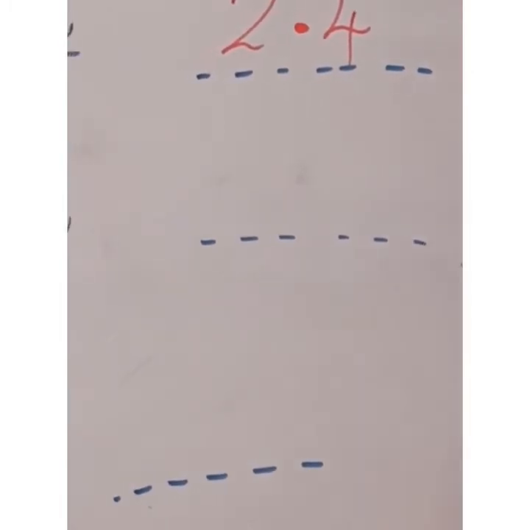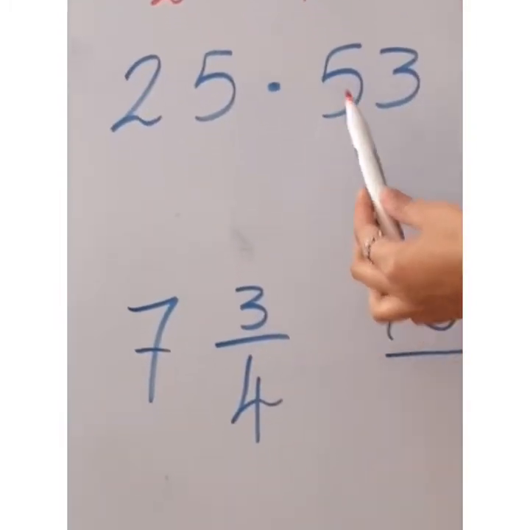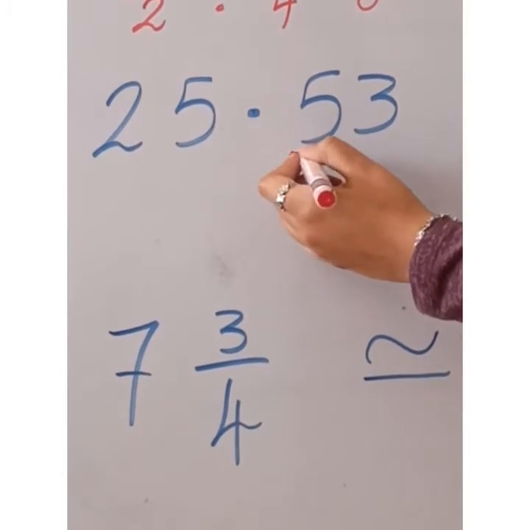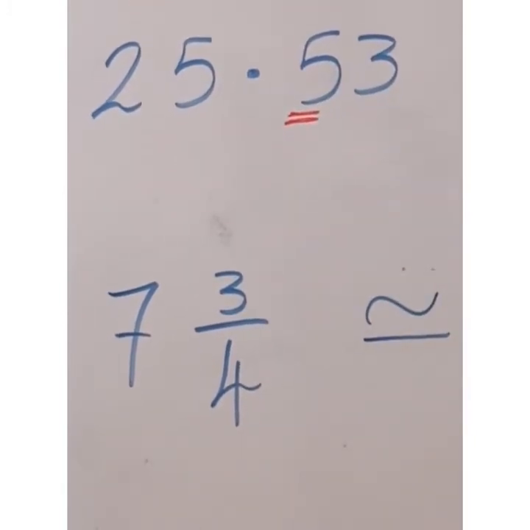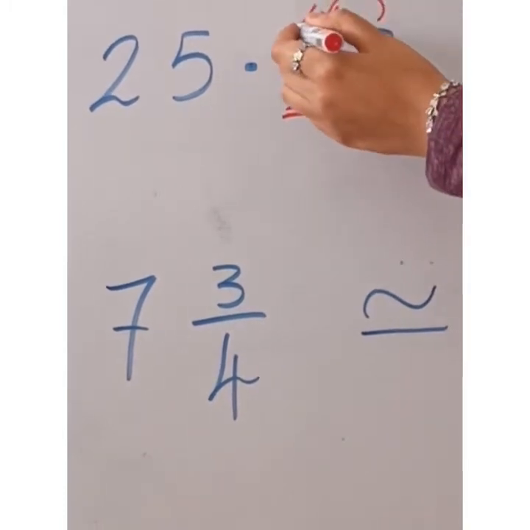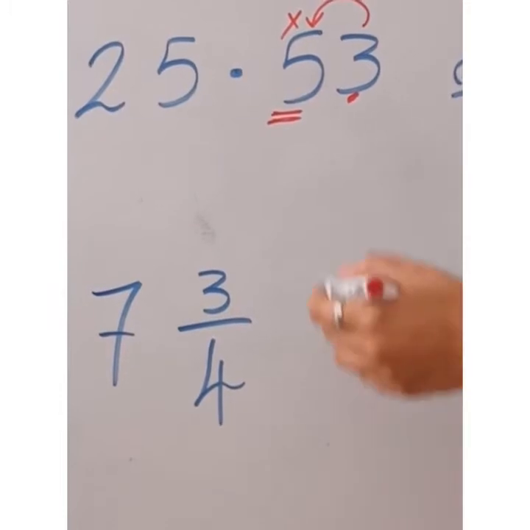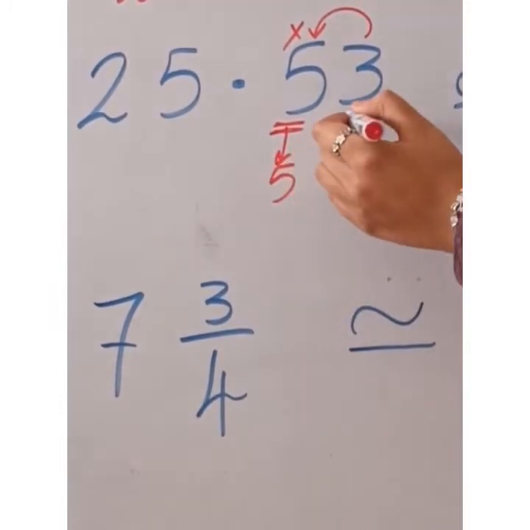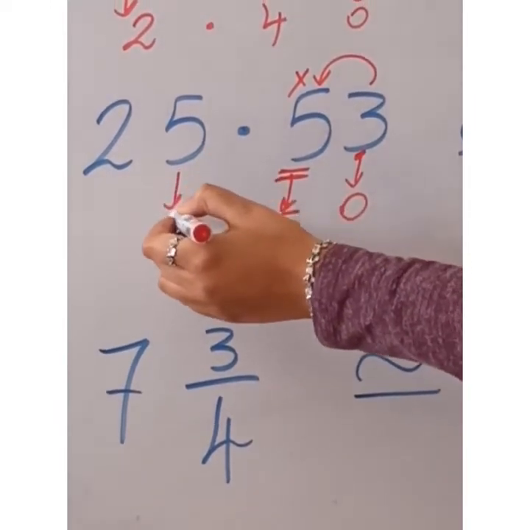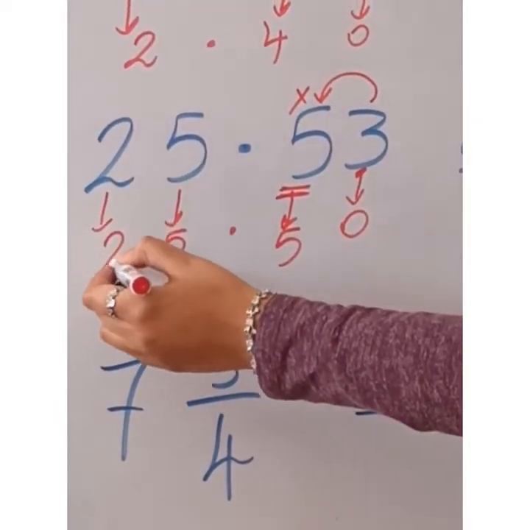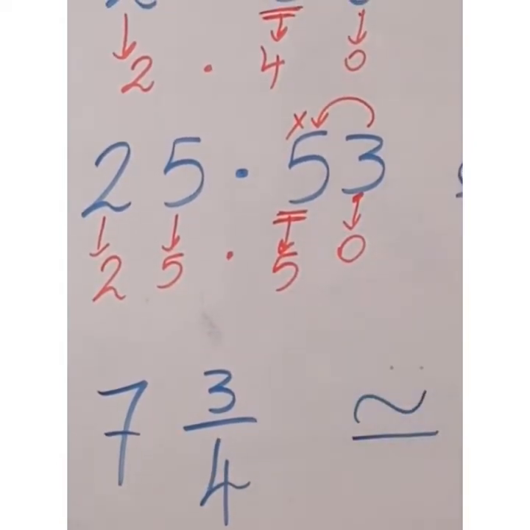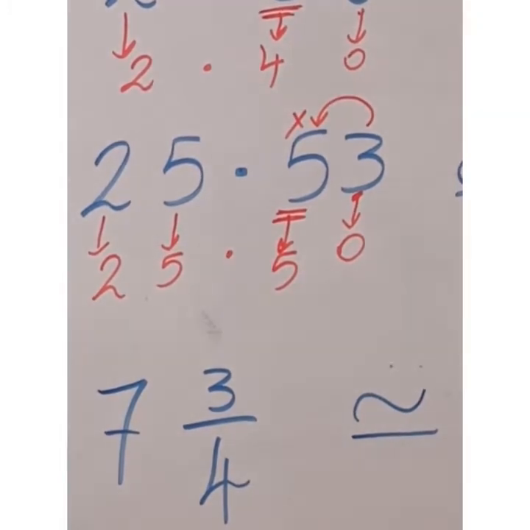In the second question, we have 25.53. Approximate to the nearest tenth means we stop at the tenth place and ask the digit before it, which is 3. Is 3 poor or rich? 3 is poor, so it will not give 5 anything. Then 5 will still be 5, but 3 will be 0. And bring down the point and 5 and 2. The answer will be 25.5 only.